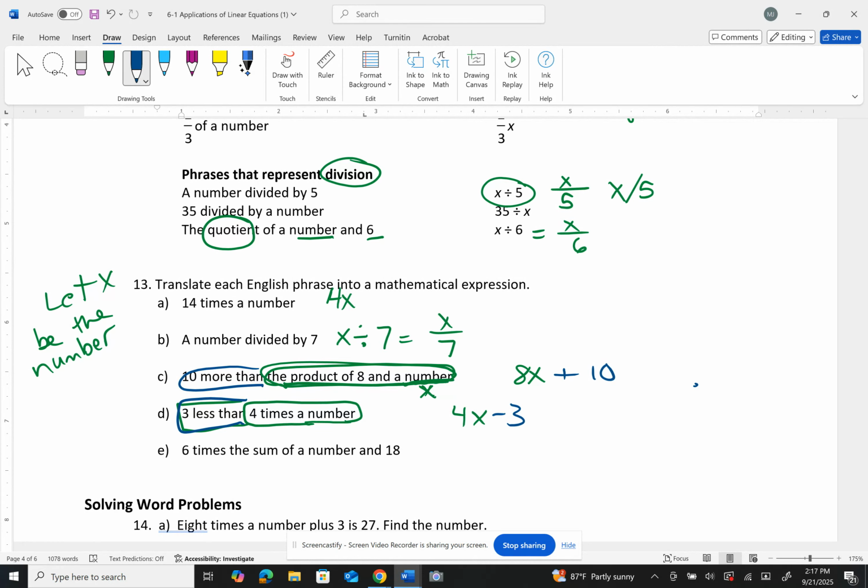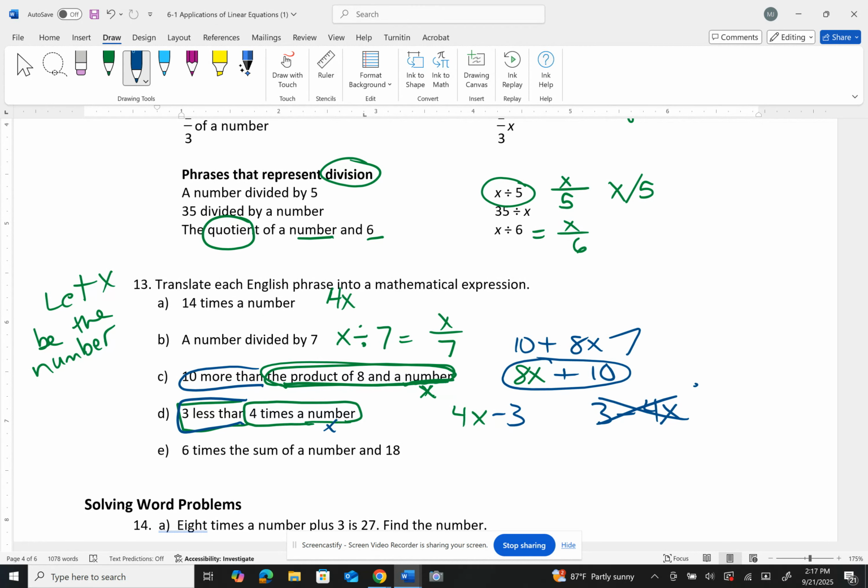Now on the previous question on C, some of you may have said 10 more than the product of 8 and a number, and you would have lucked out. This is really what it says, but those wind up having the same value. But on D, if you were thinking 3 minus 4x, that would be incorrect. Start with the number being x, 4 times it would be 4x, and then back up, 3 less than some quantity, you'd have to subtract 3 from it.